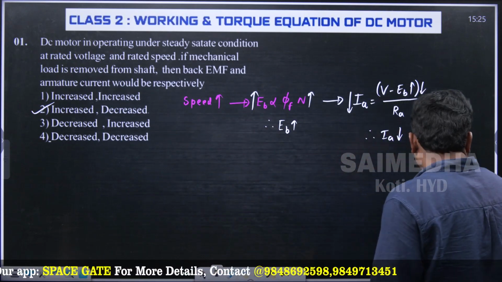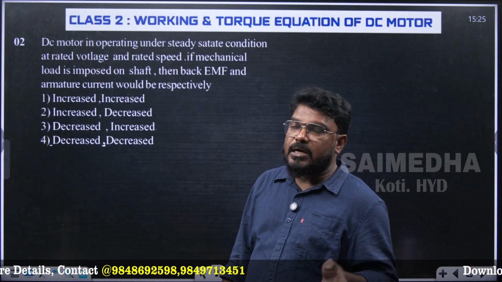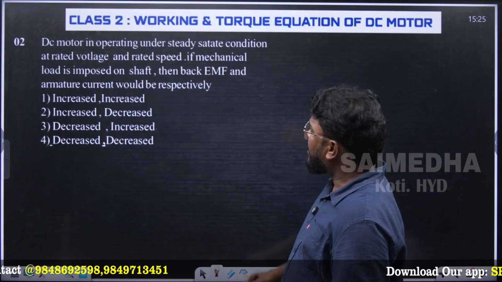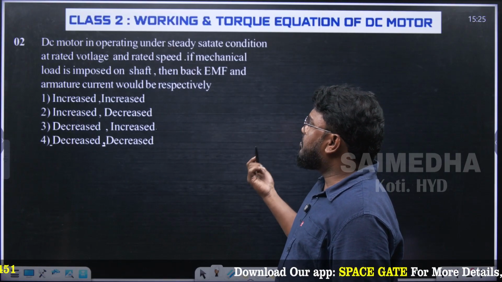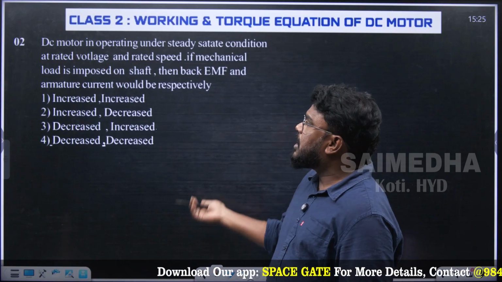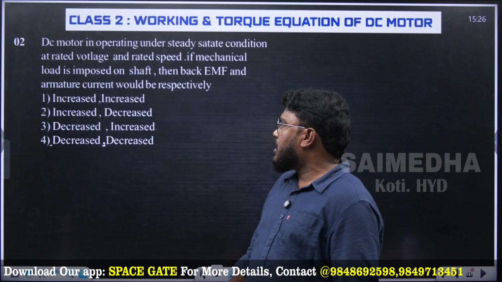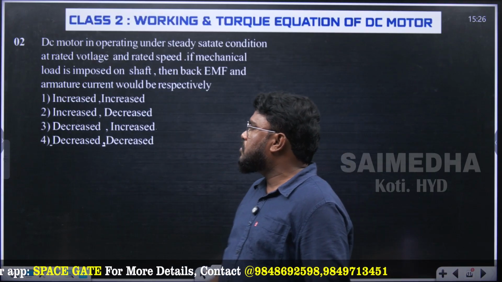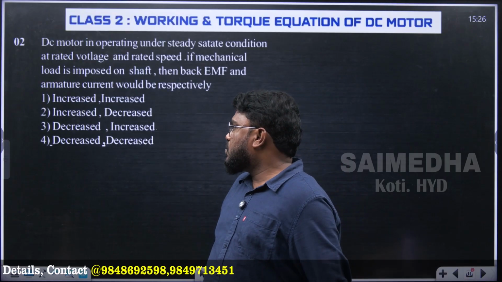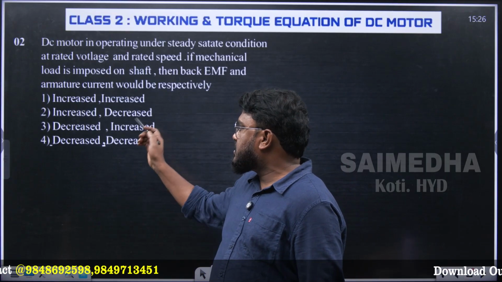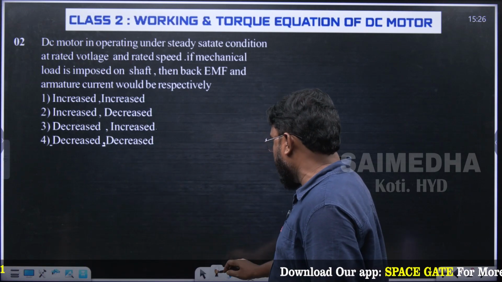And next let us solve question number 2. A DC motor is operating under steady state condition at rated voltage and rated speed. If mechanical load is imposed on the shaft of the motor, then back EMF and armature current of the motor would be respectively: option 1, increased, increased; option 2, increased, decreased; option 3, decreased, increased; and option 4, decreased, decreased.